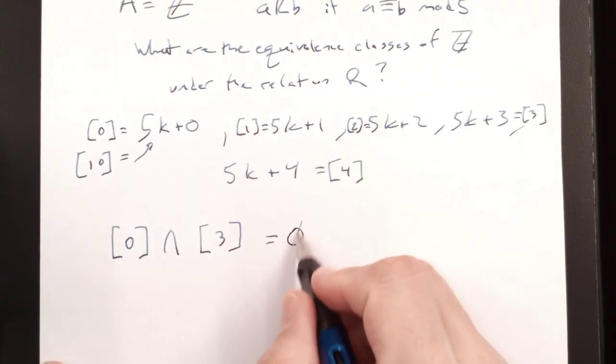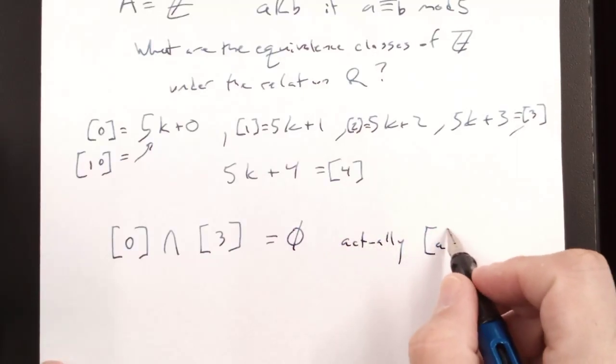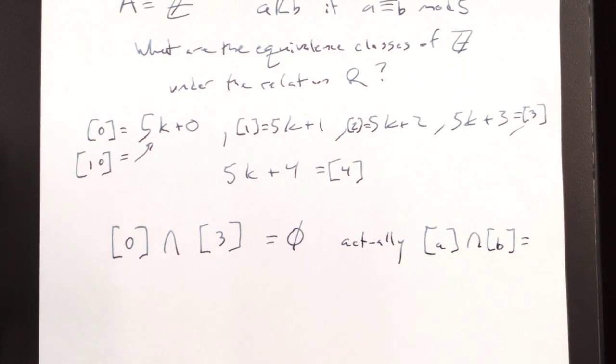As a matter of fact, there are only 2 possible results when I do the intersection here. It's either empty or it's everything in A. Because either those 2 congruence classes are different or they're really the same.